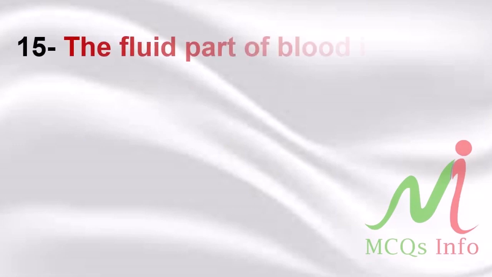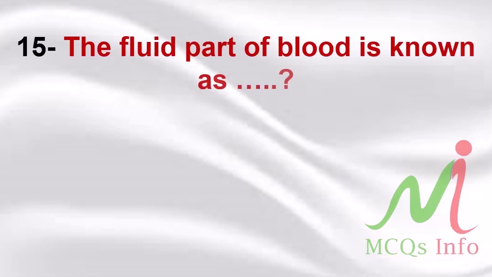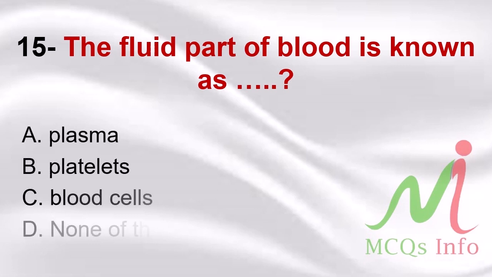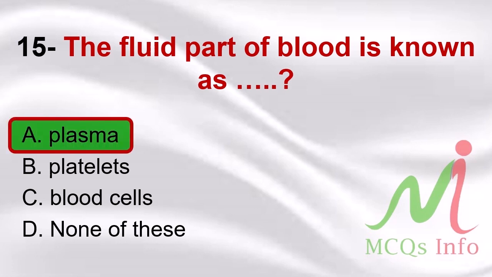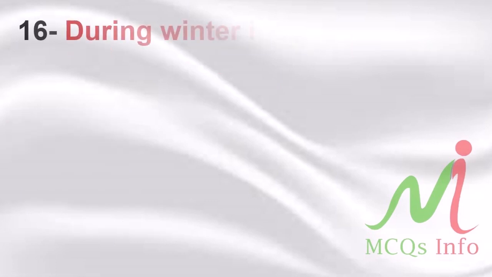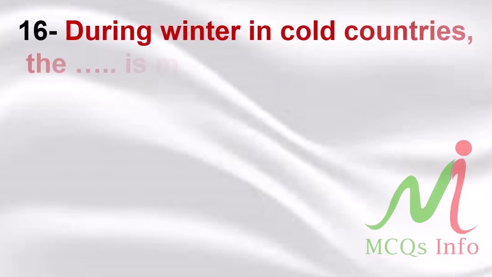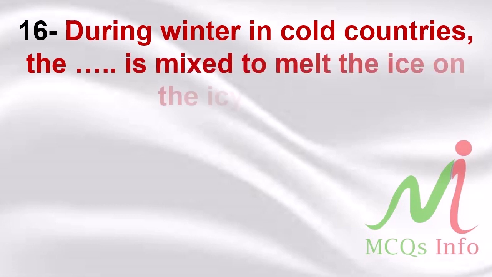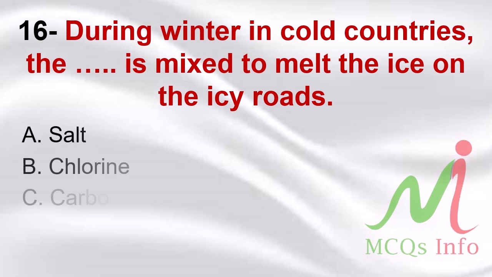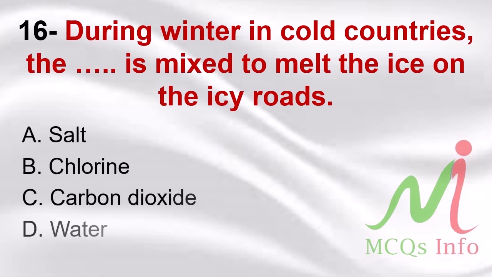The fluid part of blood is known as A plasma, B platelets, C blood cells, D none of these. Correct option is A plasma. During winter in cold countries, the is mixed to melt the ice on the icy roads. A salt, B chlorine, C carbon dioxide, D water. Correct option is A salt.